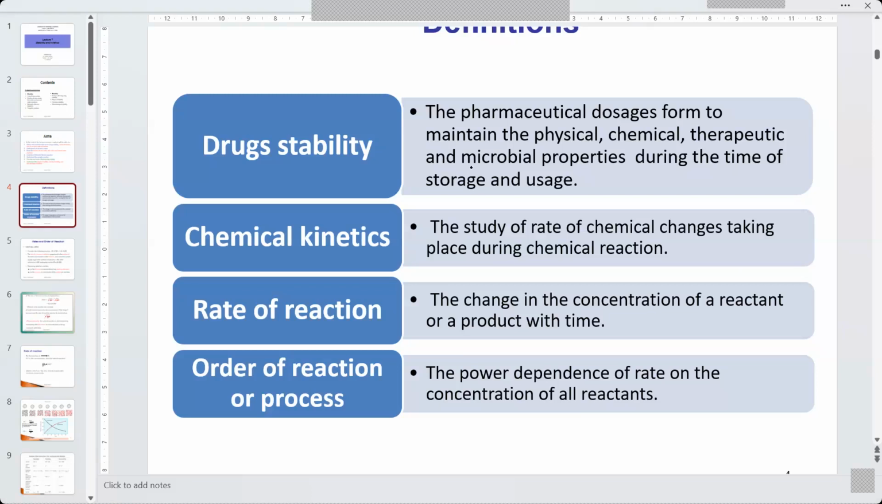Chemical kinetics is the study of rate of chemical changes taking place during chemical reaction. Okay, why do we discuss it when we talk about drug stability? Because degradation of drug products is a chemical reaction. Drug products may not be stable, may have some degradation. Degradation may happen by different types of reactions, like oxidation, hydrolysis, and so on. So we usually study the rate of degradation, which is a chemical reaction of these drugs, and based on the knowledge about the rate of degradation, we can estimate the shelf life.